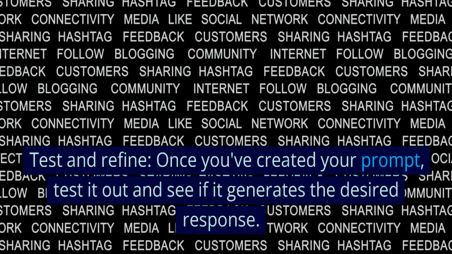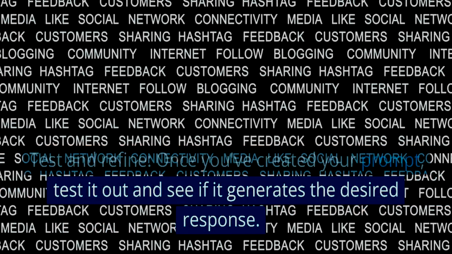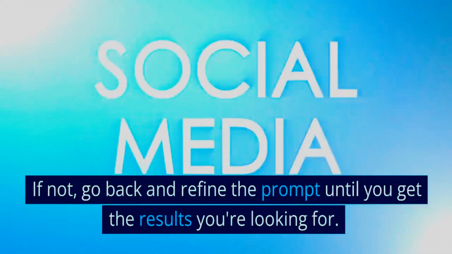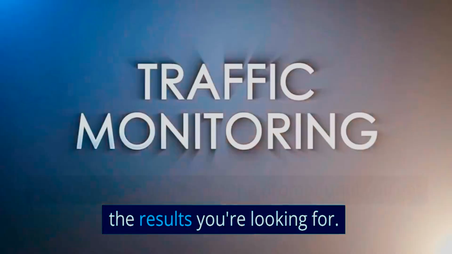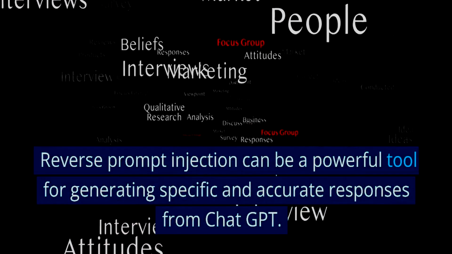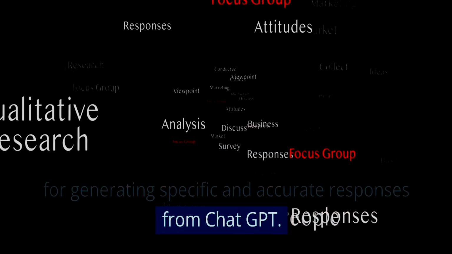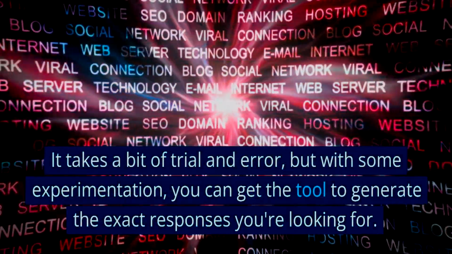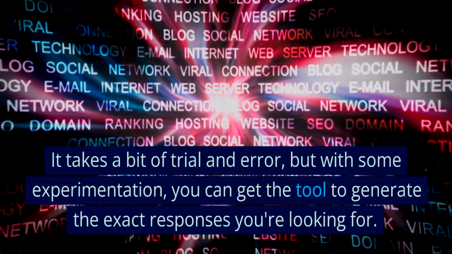Test and refine. Once you've created your prompt, test it out and see if it generates the desired response. If not, go back and refine the prompt until you get the results you're looking for. Reverse prompt injection can be a powerful tool for generating specific and accurate responses from Chat-GPT. It takes a bit of trial and error, but with some experimentation, you can get the tool to generate the exact responses you're looking for.